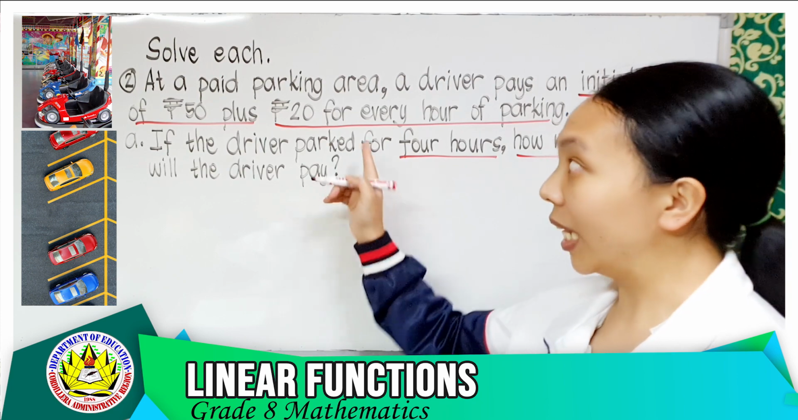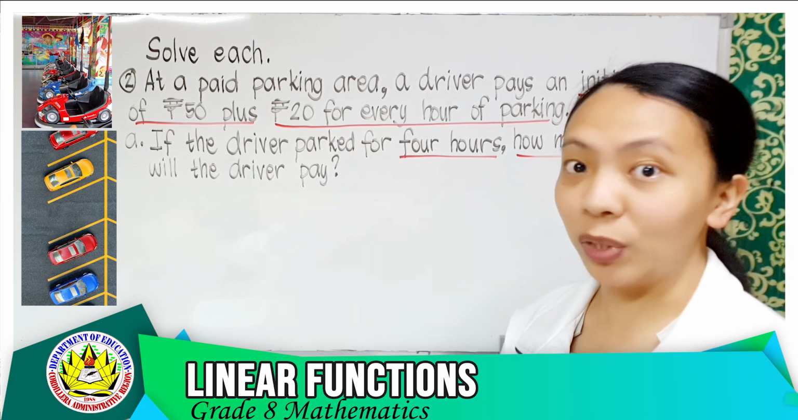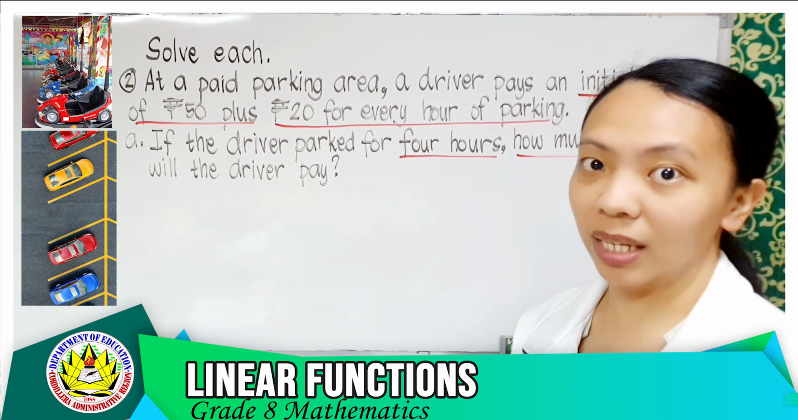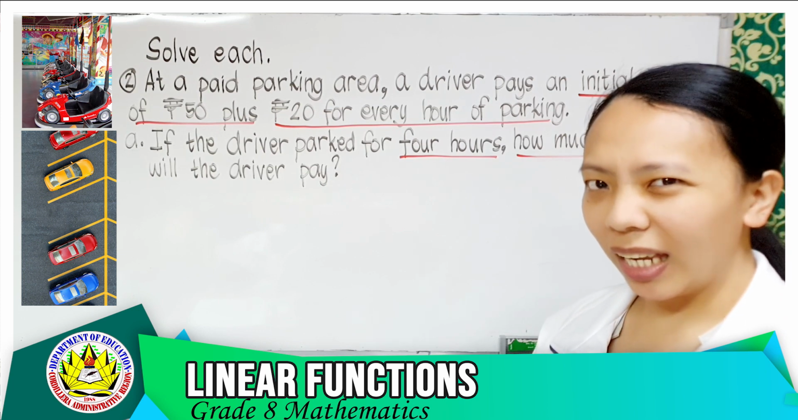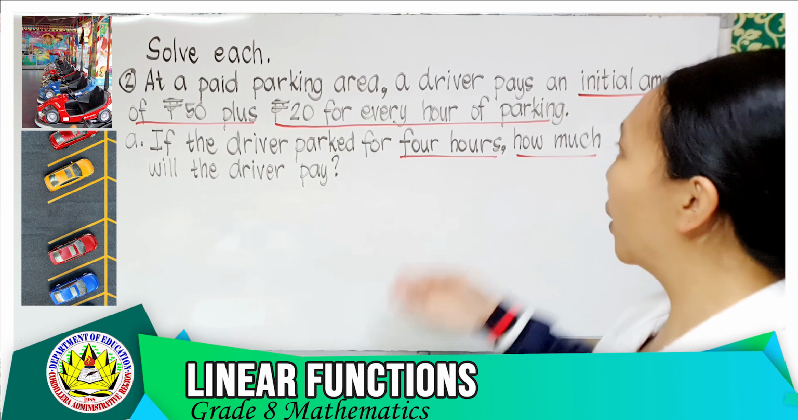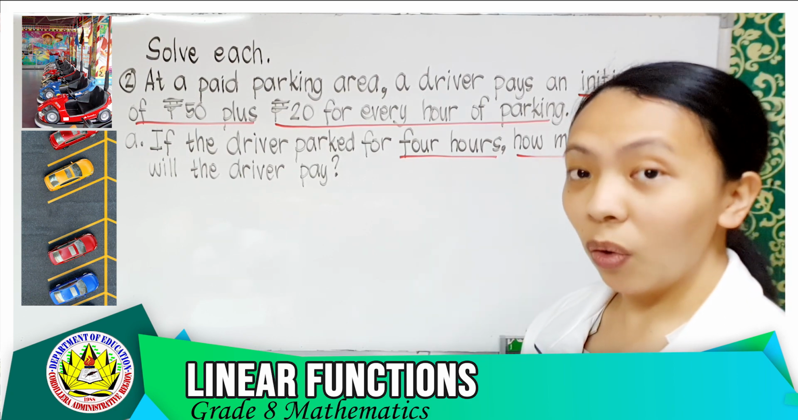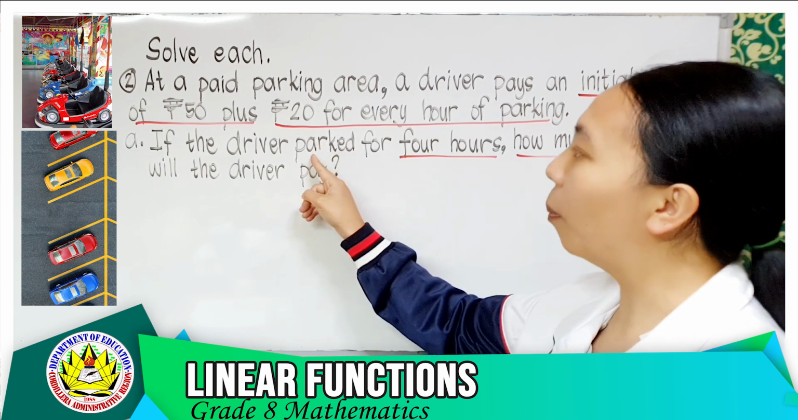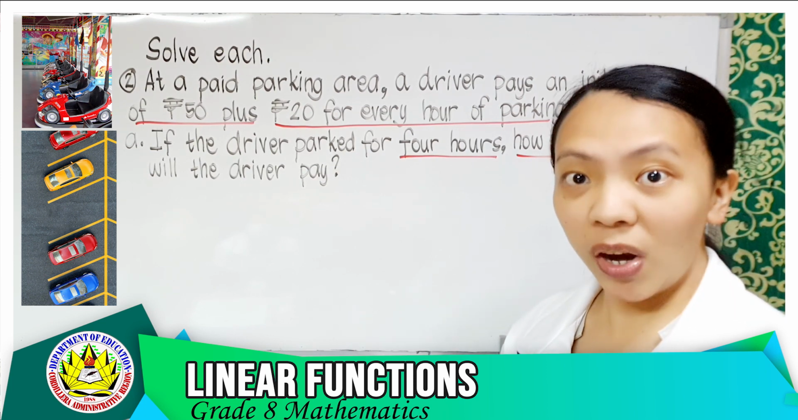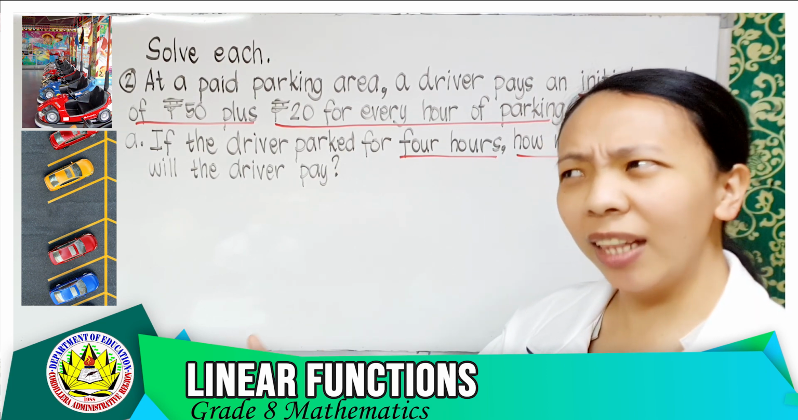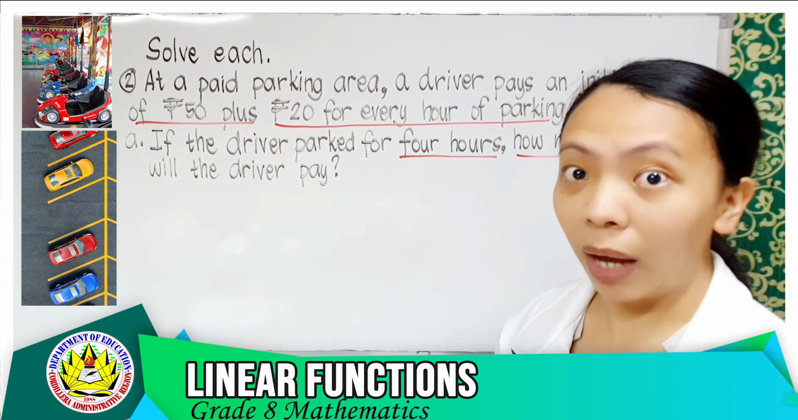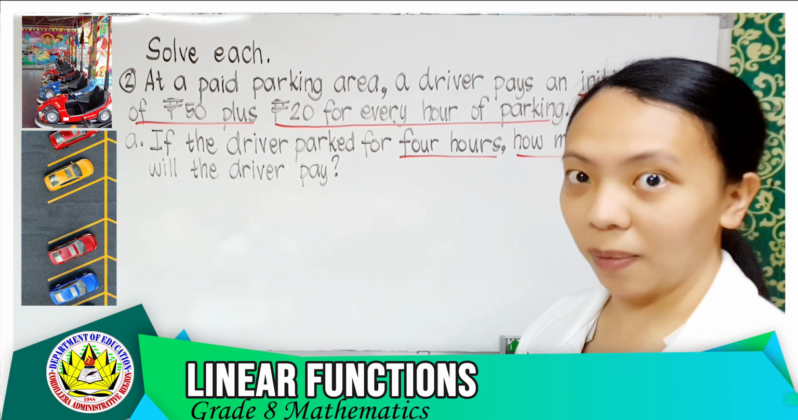Okay. In this sentence, we are now able to determine which are the dependent and independent variables. Again, which should come first? Are we going to pay first? Or are we going to park first? We should park first and then determine the length of time we are going to park before we can compute the total amount we need to pay.